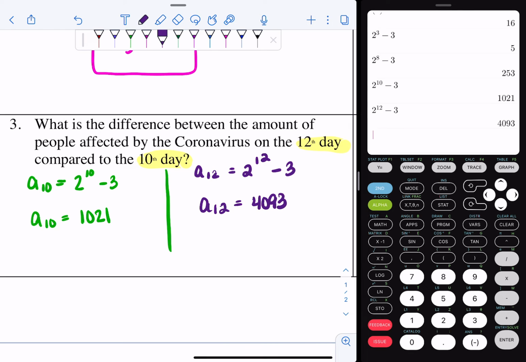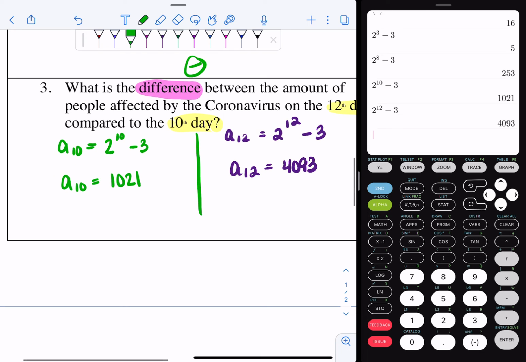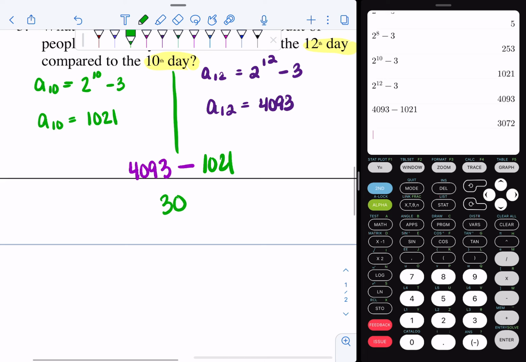So now here's what we need to do. We need to figure out, okay, what's the question actually asking? And if we look, the question's asking you the difference. Difference in math means subtraction. So I'm now going to do 4,093 take away 1,021. And when I do 4,093 minus 1,021, I get 3,072. So that's my difference.